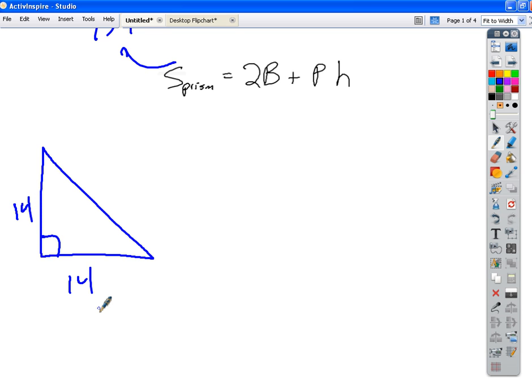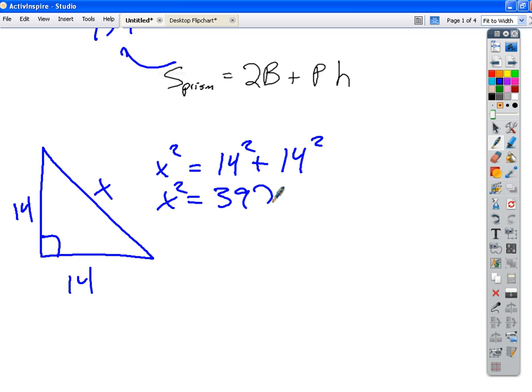(14, 14), and this is the hypotenuse. So let's just call that x. We don't know what that is yet. But I know from the Pythagorean theorem that x squared must equal 14 squared plus 14 squared. Everybody agree? Okay. And that's 196 plus 196, which is 392.